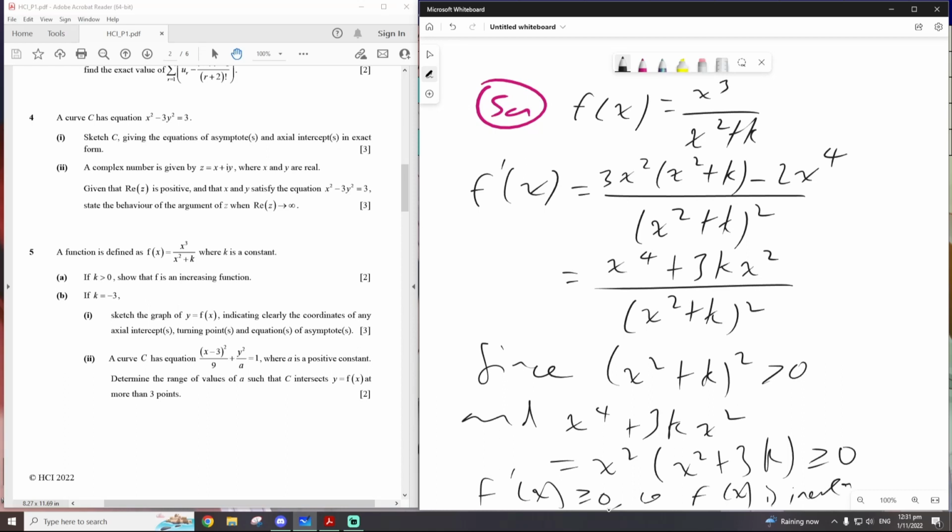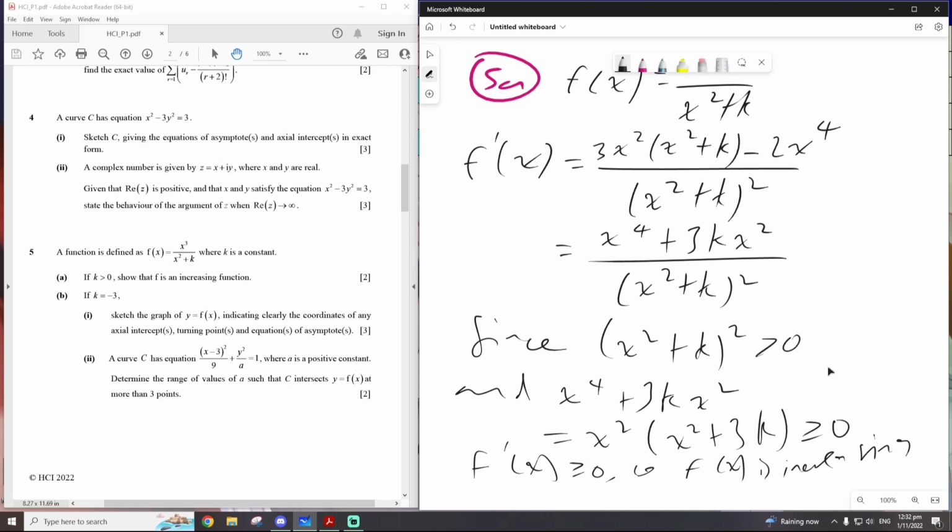Note that strictly speaking, Cambridge's definition of an increasing function is strictly more than, but in other syllabuses, they will tell you that an increasing function does not necessarily exclude constant gradient. It's simply not decreasing, meaning that it is not the case that f prime is less than 0. So more than or equal to 0 can be included, but Cambridge does not adopt that definition. So just take note.